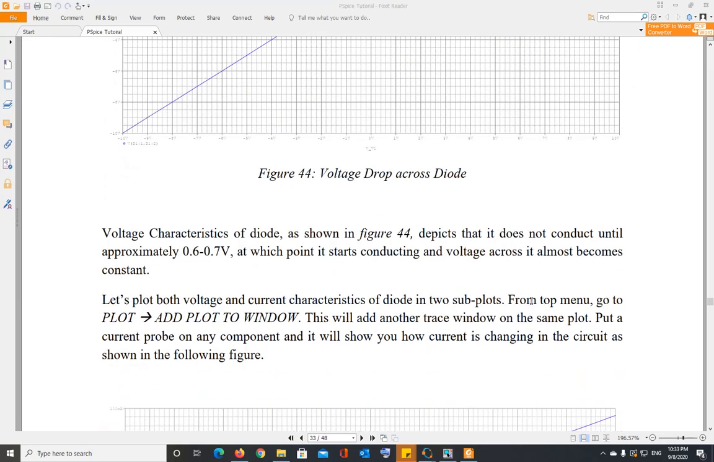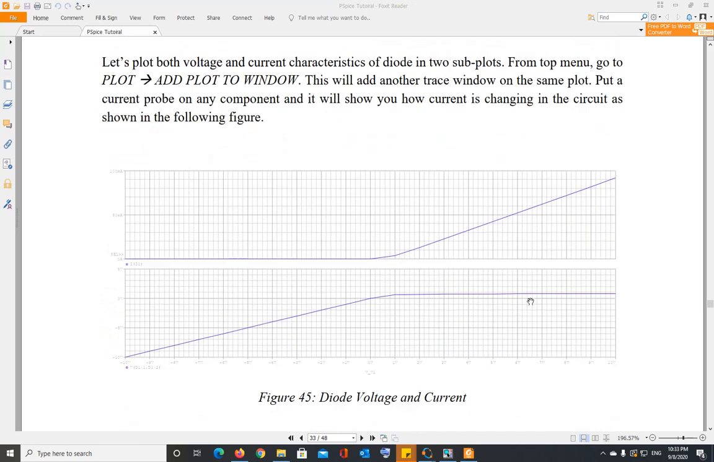Once again, go ahead and do the simulation. For the diode voltage and current characteristic, we discussed the diode voltage characteristic, and this is the current characteristic. There is no current passing through the diode as long as it is off, and when it is turned on, the voltage across the diode becomes constant, then the current starts increasing as you increase the input voltage.